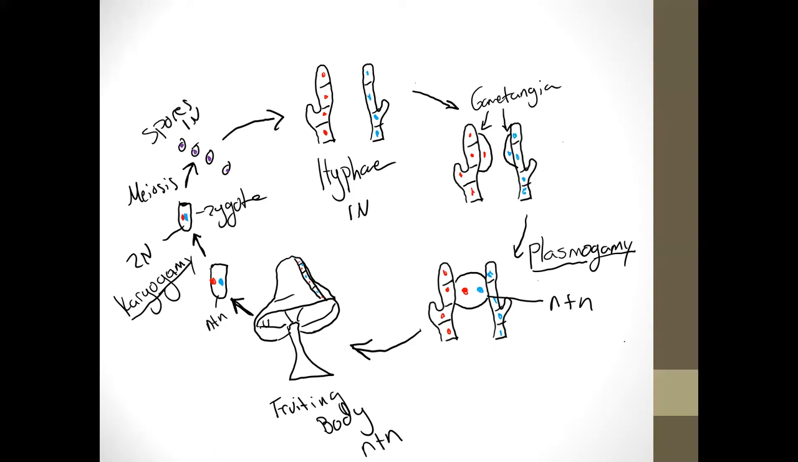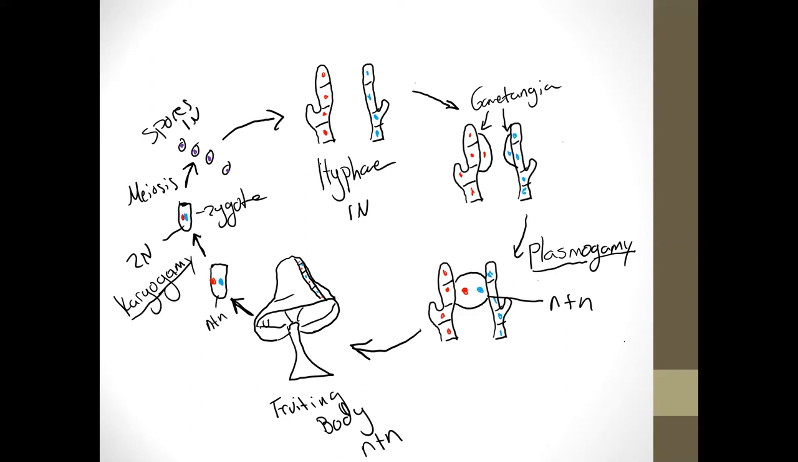Now, why are these considered spores and not gametes? Well, because they do not fuse with each other. These spores are going to be flung off into the environment somewhere, all to grow into new hyphae, which will create new networks of mycelium. However, we did successfully have genetic variation through sexual reproduction following this life cycle.